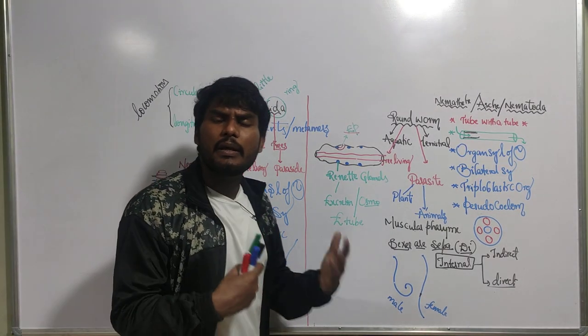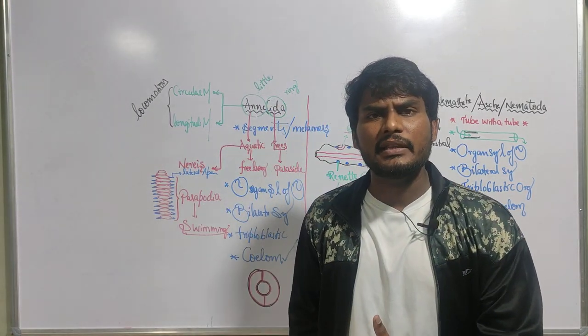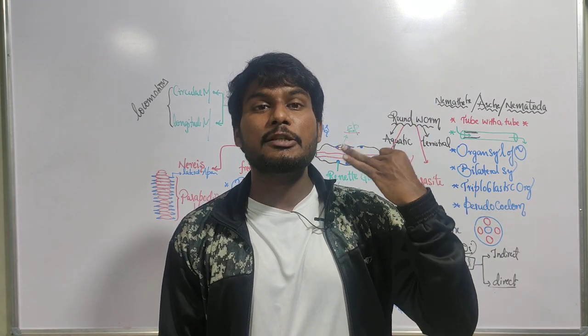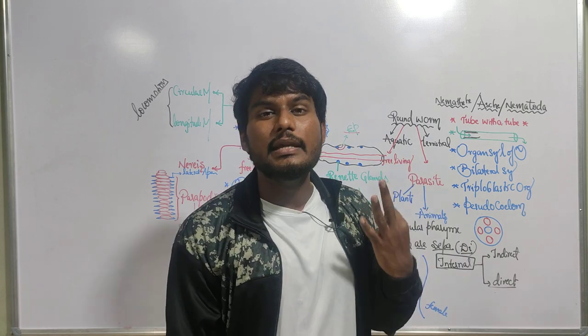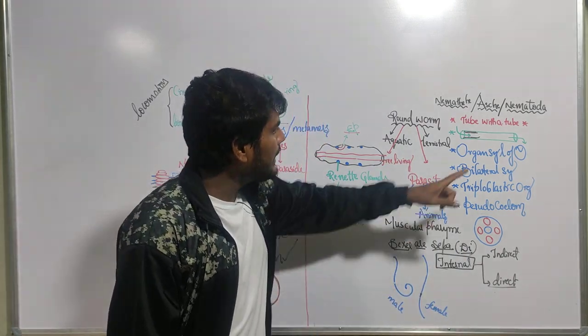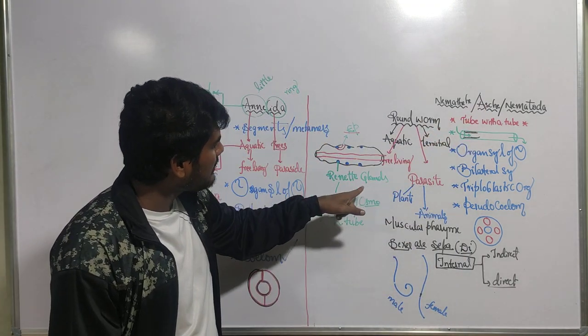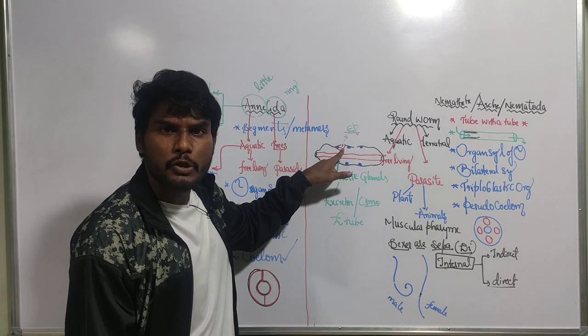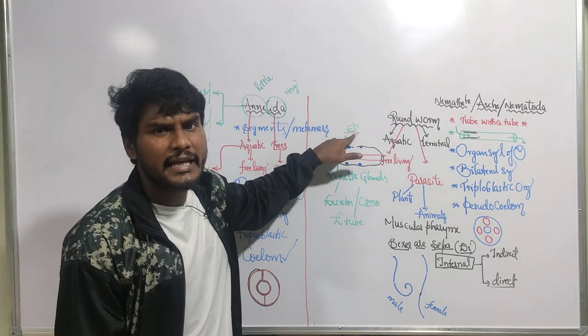You should remember the excretory structures. In Platyhelminthes, I told you the excretory structure is flame cells. Another name for flame cell is protonephridia, and another name is solenocytes. And in Aschelminthes, the excretory structure is renette glands, which have excretory tubes opening out through excretory pores.